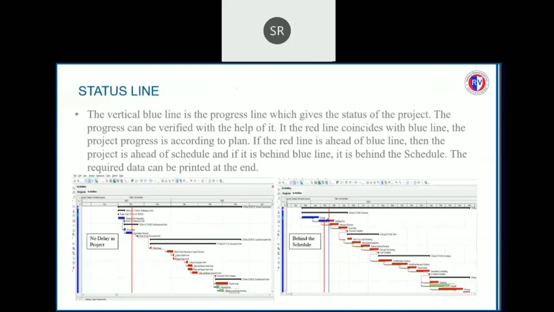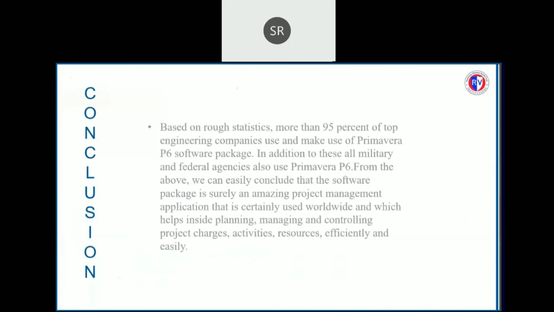As discussed before, we have seen that the vertical blue line is the progress line, which is the status of the project. The progress line can be verified with the help of the red line coinciding with the blue line. It is the active project process according to the plan. If the red line is ahead of the blue line, the project is ahead of the schedule. If it is behind the blue line, then it is behind the schedule. The desired report which we require can be printed from this file option where it shows several activities which we require to print. This is it for the project.